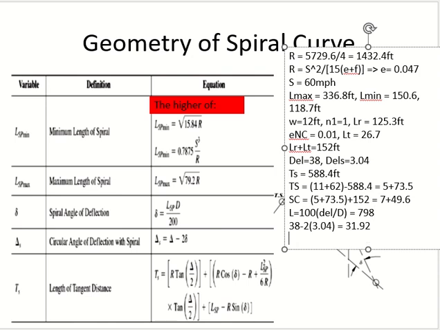So I have SC now, which is the beginning of the circular curve. I want the end, I will add the length. Okay. So 7 plus 49.6 plus the length of the circular curve 798. How much is it? So this will be my circular to spiral. How much?